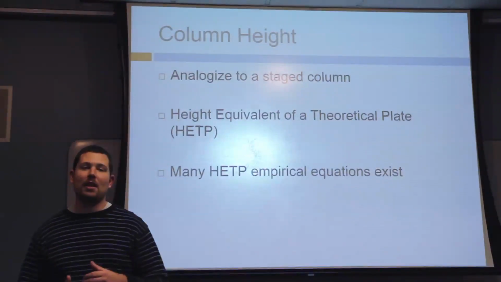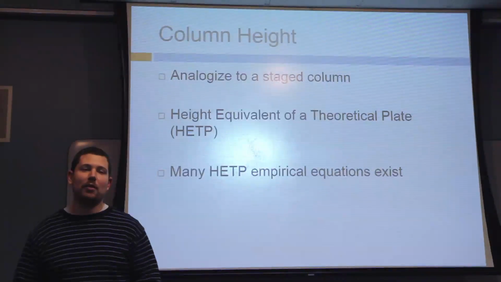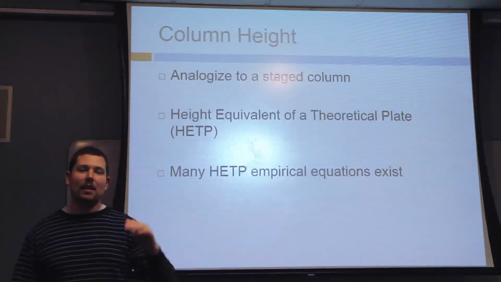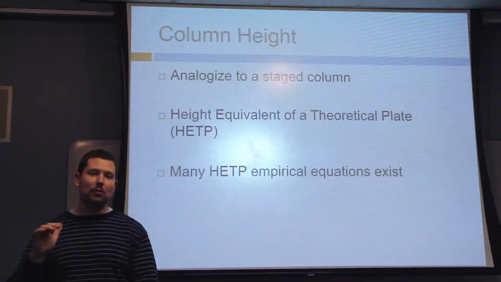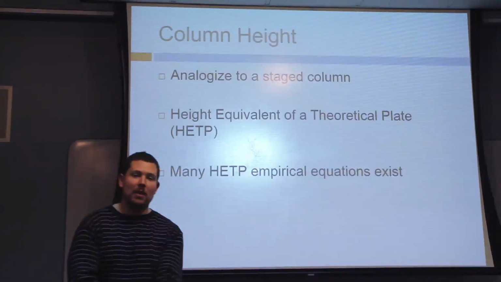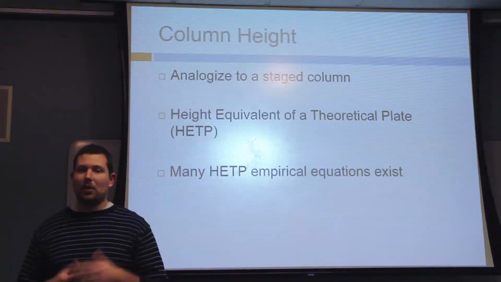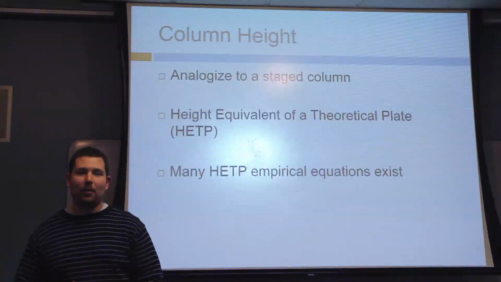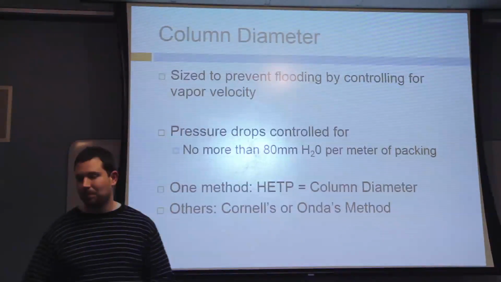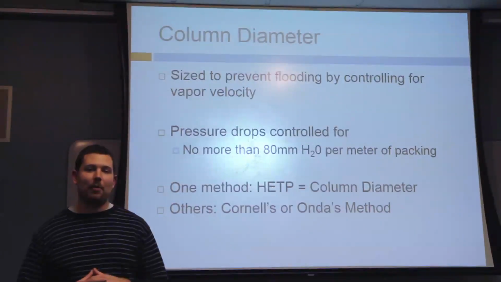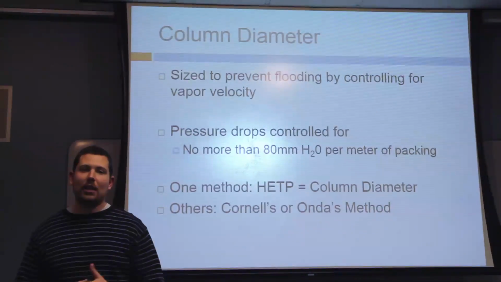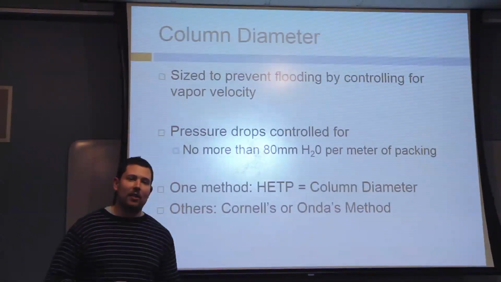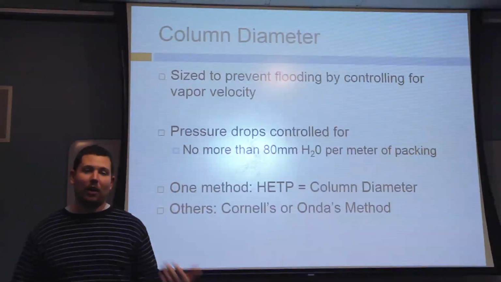One method to determine the height of the column is the height equivalent of a theoretical plate. This method determines an equivalent packing height that is equal to the distance between trays in a tray column. With this method, we can use many of the same techniques that we use for tray columns on packed columns. The column diameter should be sized so that you prevent flooding and you control for the high vapor velocity. Too high of a vapor velocity will cause uncontrolled or too high pressures within the column.